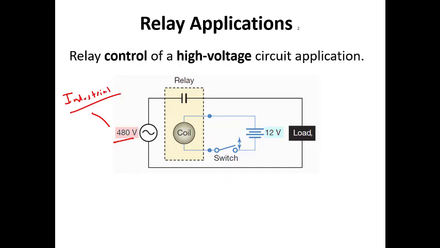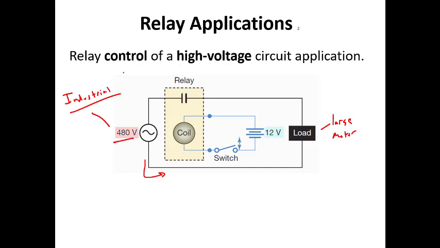So here we have a load. That's not really specified, but this could be like a large motor or something like that. And here we have a relay, and the coil is rated for 12 volts. Depending on how much current is flowing, that would determine how big the relay's contacts would need to be.